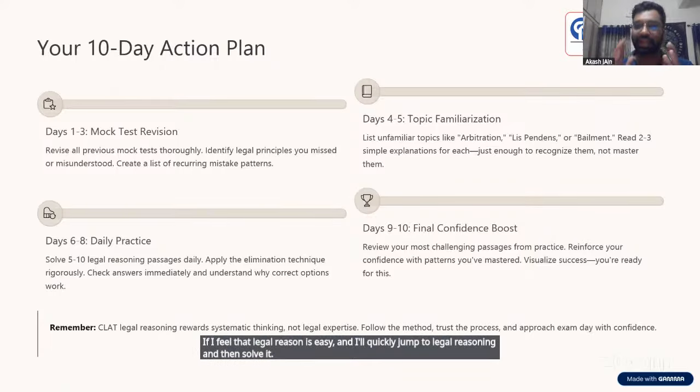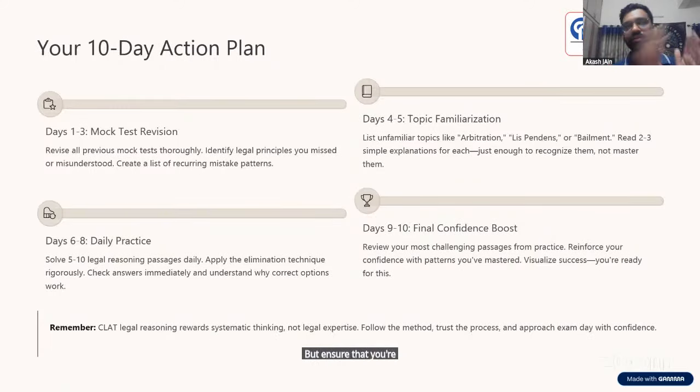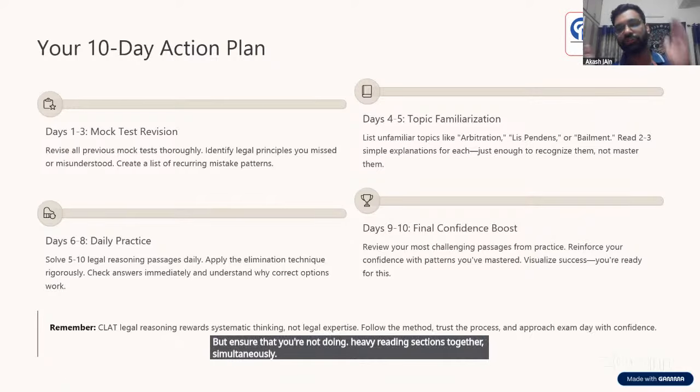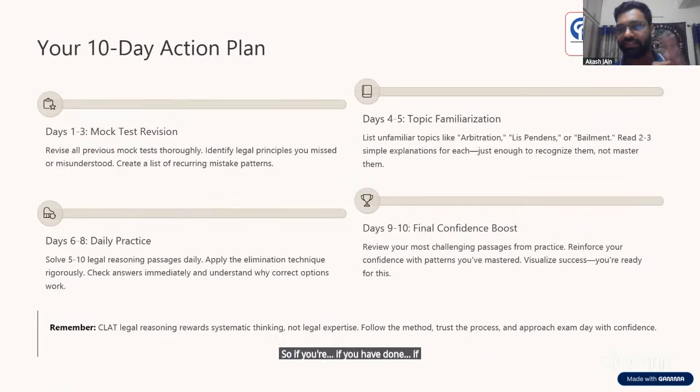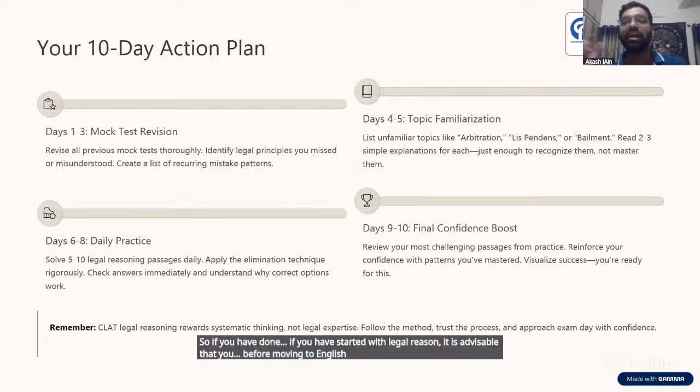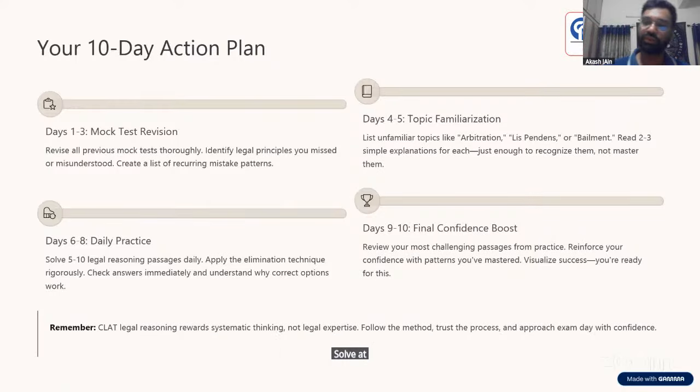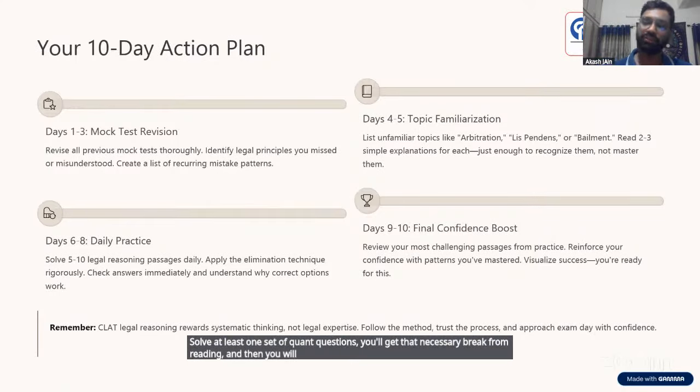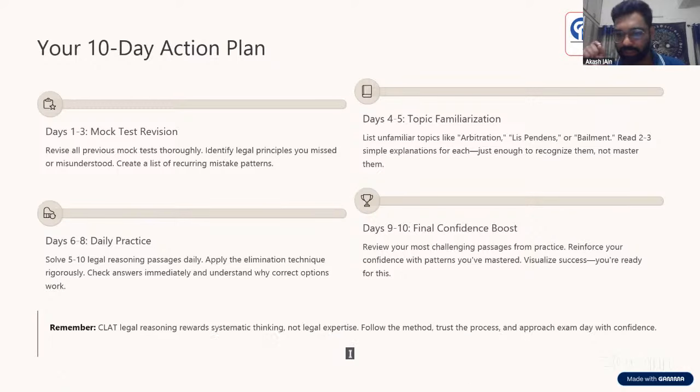But ensure that you're not doing heavy reading sections together simultaneously. So if you have started with legal reasoning, it is advisable that before moving to English or logic, you solve at least one set of quant questions. You will get that necessary break from reading, and you will be re-energized to deal with another heavy reading section. I hope it answers your query.